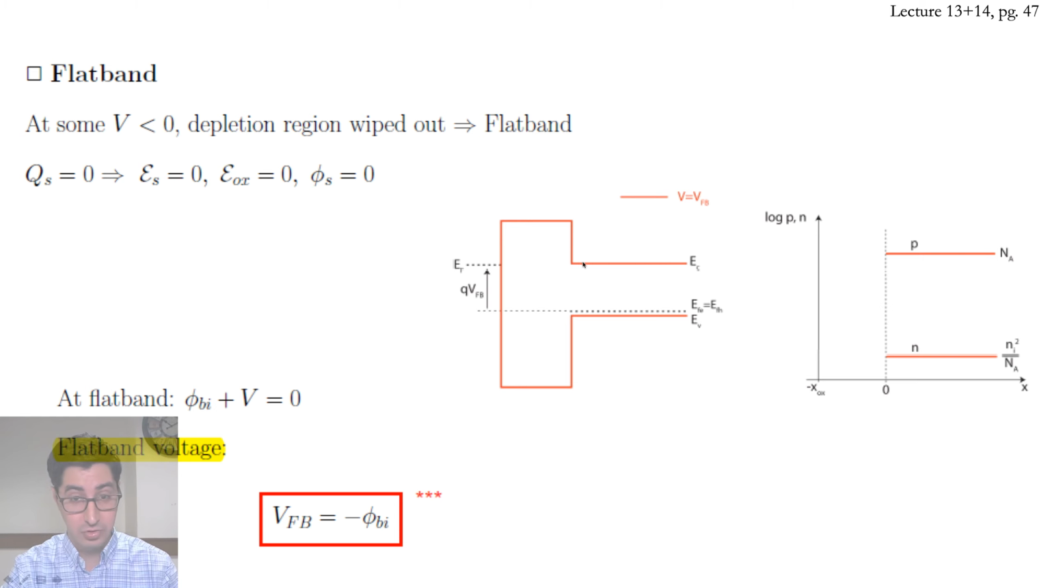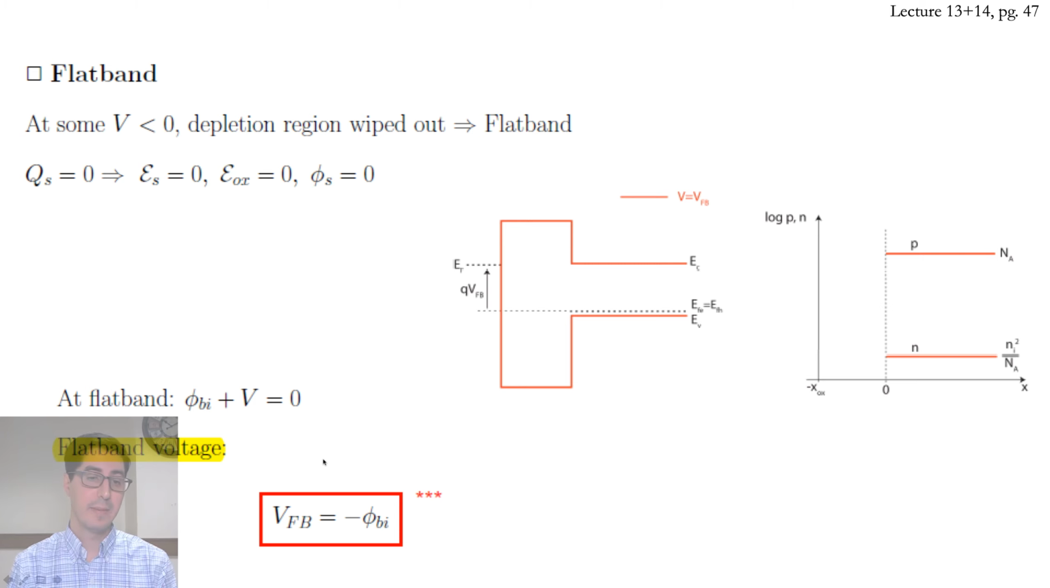There's no potential drop across the semiconductor. There's no potential drop across the oxide. So the total potential drop has to equal 0 in flat band. At what V does that happen? And we call that the flat band voltage. The V at which that happens is when V equals negative phi bi. And we call that VFB, the flat band voltage. And that's the definition of it.